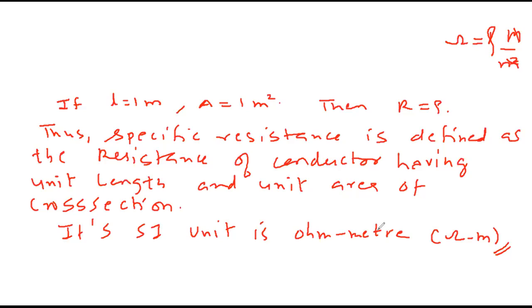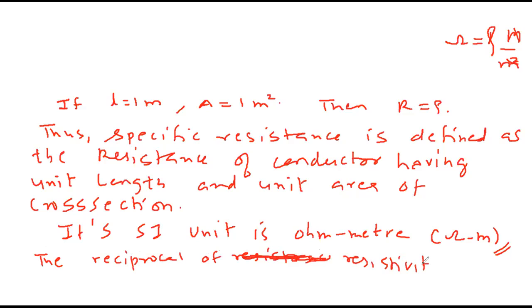Done, sir. Okay. One line below this. The reciprocal of resistivity is called conductivity. So sigma is 1 upon rho.